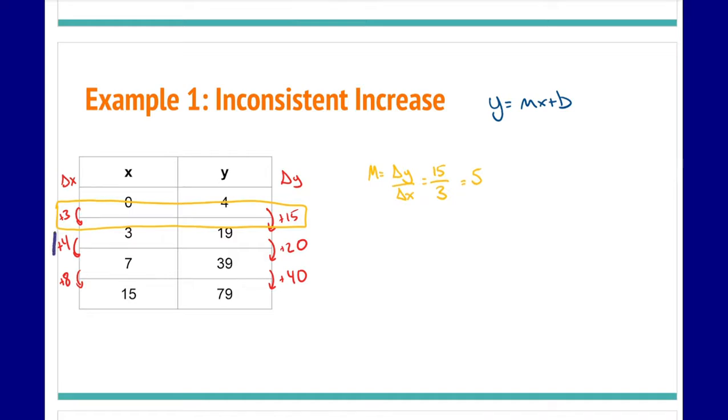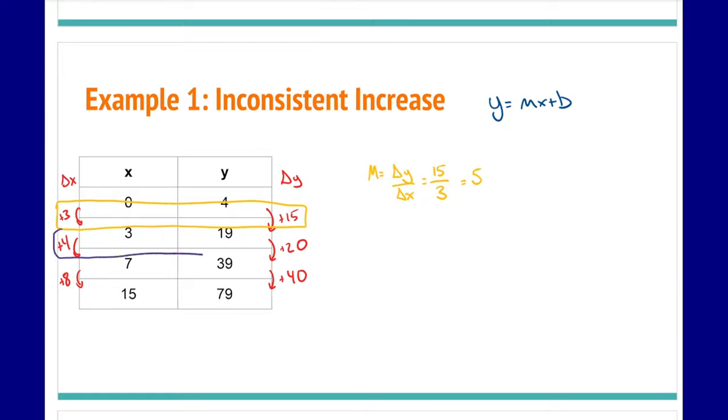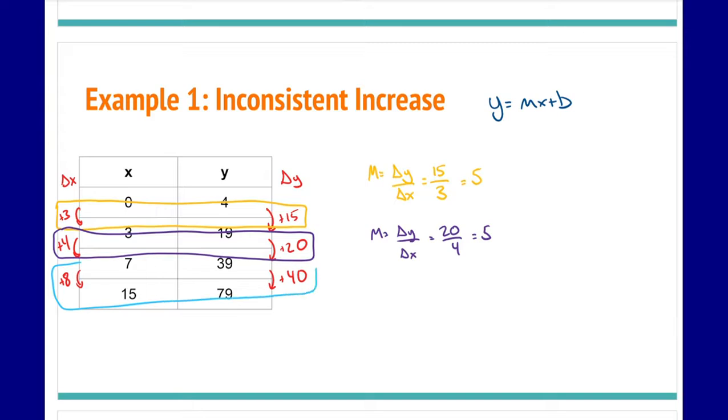What if we look at another pair? If I look at another pair, go through the same process. I get 20 over 4. Change in y is 20, change in x is 4. Oh, that's also 5. Well, what about the last pair? Is that any different? Again, m equals delta y over delta x. We get change in y is 40, change in x is 8. 40 divided by 8, oh, is also 5.